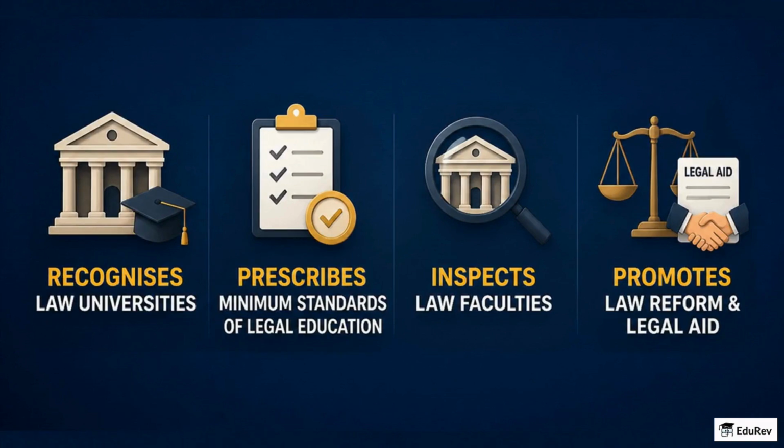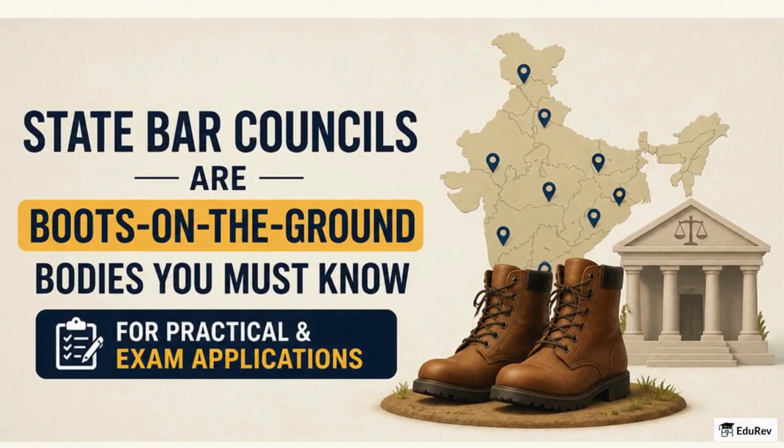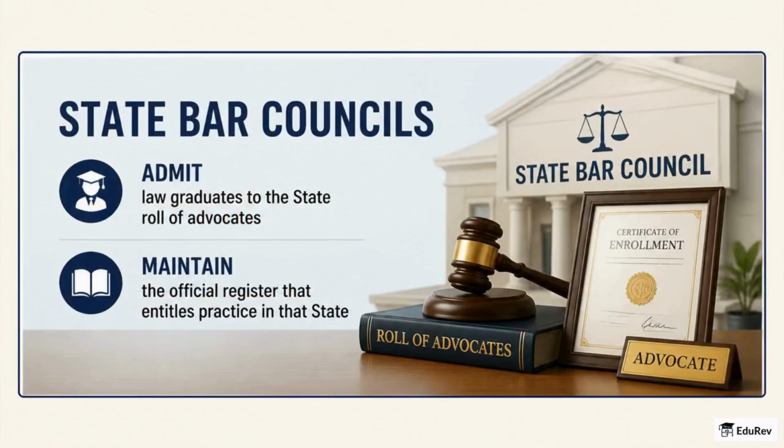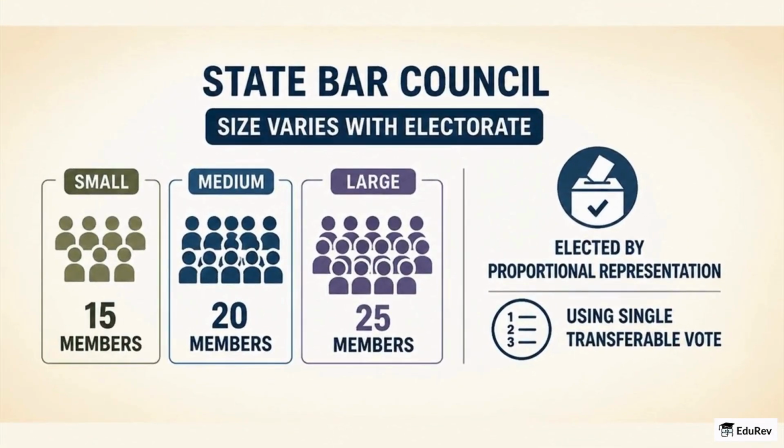Now, the state bar councils are the boots on the ground bodies you must know for practical and exam applications. Each state bar council admits law graduates to the state roll of advocates and maintains the official register that entitles practice in that state. The size of an SBC varies with the electorate. Small electorates get 15 members, medium 20, and large electorates 25, elected by proportional representation using the single transferable vote.